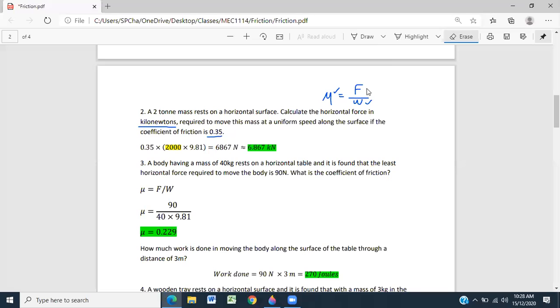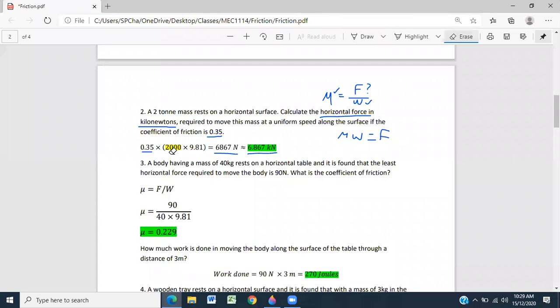First thing we need to do is find this force, this one here. This is the question, this is what we want to find. Calculate the horizontal force in kilonewtons required to move the mass at uniform speed along the surface. So solving this, we get mu W equal to F. That's what we do here. So the mass is 2 tons. Multiply that by the gravitational constant times the coefficient of friction to give us the force, and then dividing by 1,000 gives us kilonewtons.